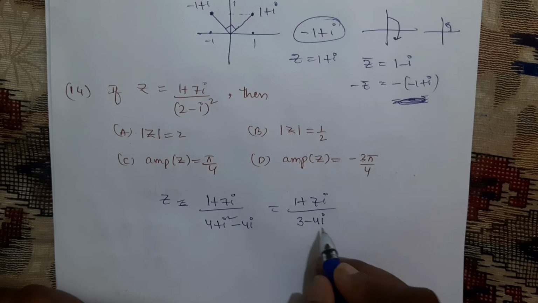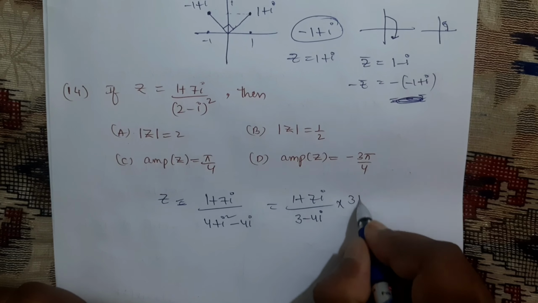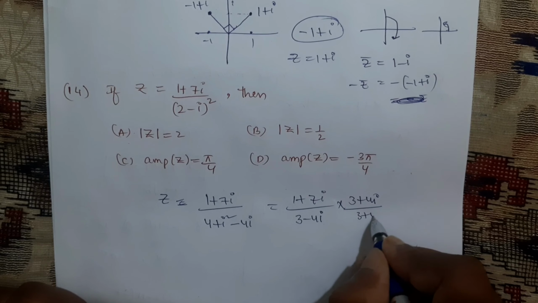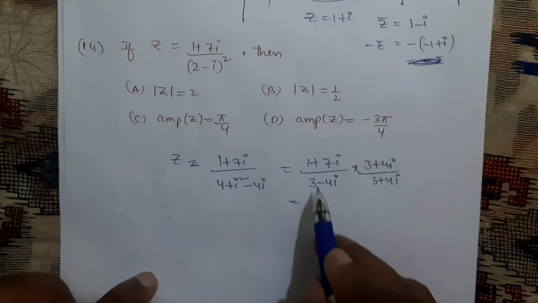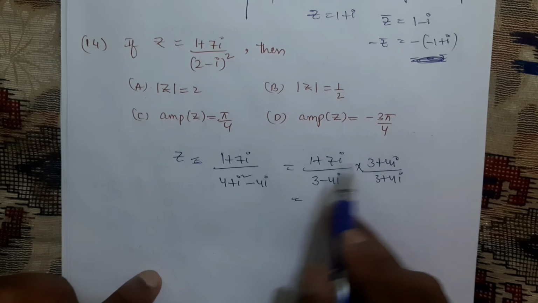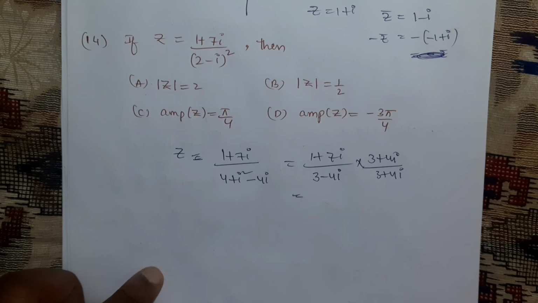Now as we are having i in the denominator, we need to rationalize, multiplying by 3 plus 4i divided by 3 plus 4i. Now for this we will apply the product of two complex numbers formula, that is ac minus bd.